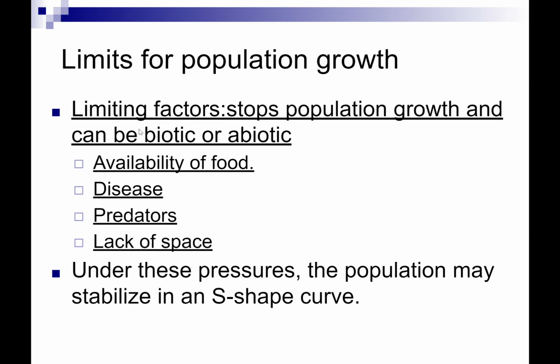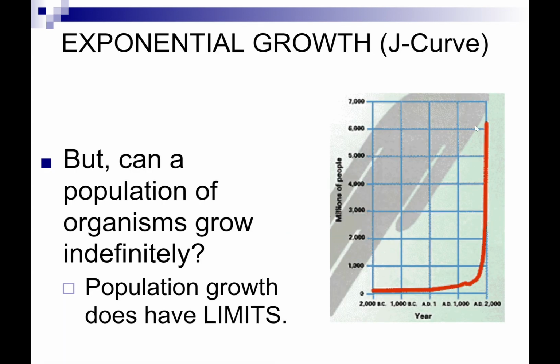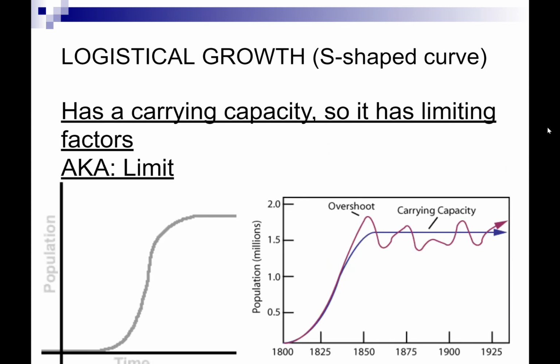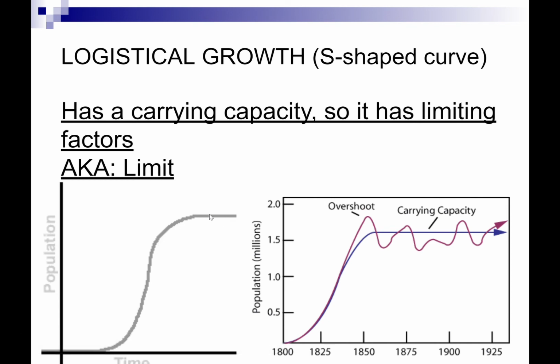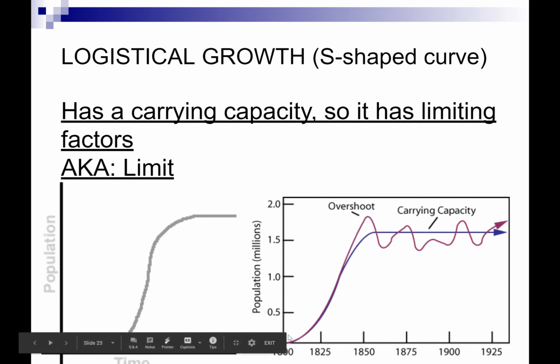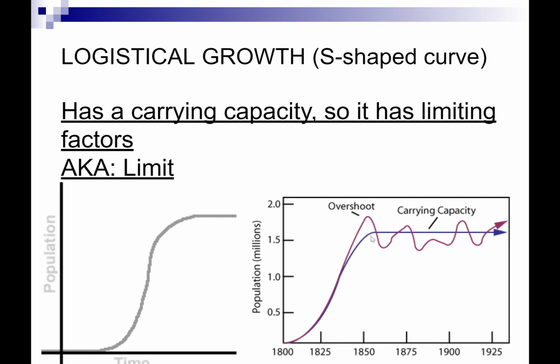Now, what ends up happening is when they reach this graph and they get limiting factors, the population starts to either go down or go in a straight line. That leads us to our next slide called logistic growth, or an S-shaped curve. Now, all you've got to know for this is that it has a limit. It stops. It's called a carrying capacity. So it's going to go here and then end up stopping right here. This is the limit.